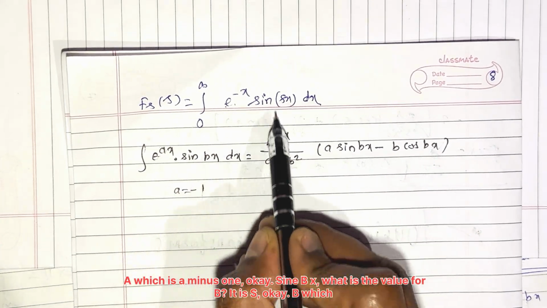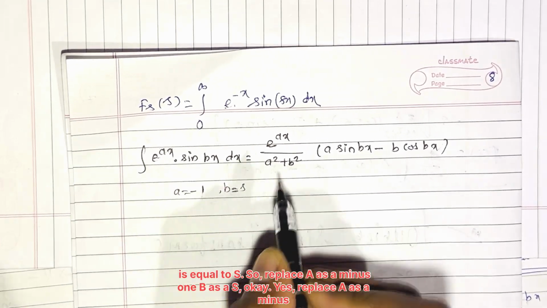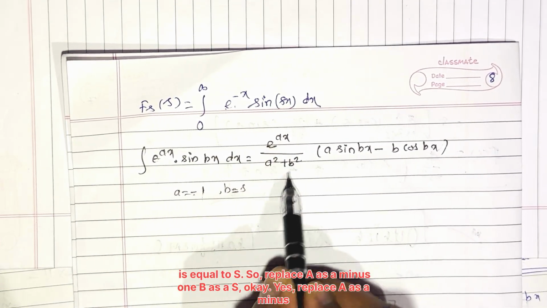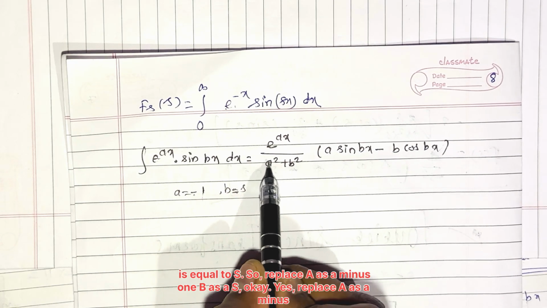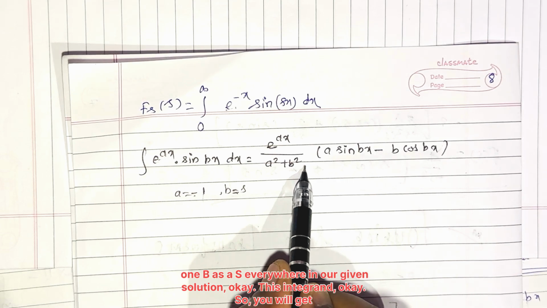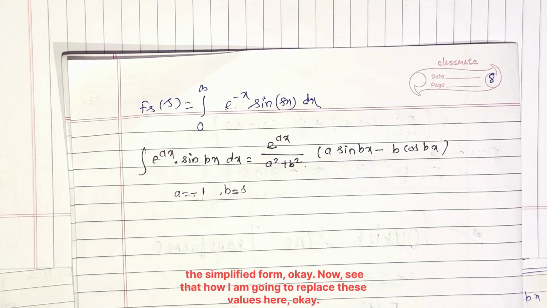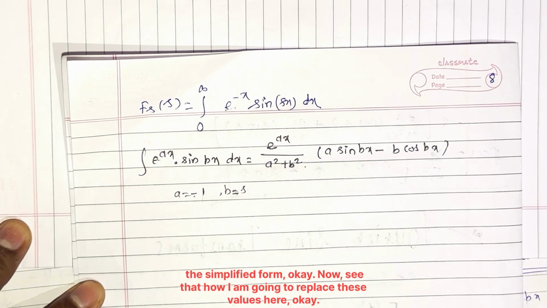Now sine bx: what is the value of b? Here b equals 1. So replace a as minus 1 and b as 1 everywhere in the given formula for this integrand, and you will get the simplified form. Now see how I'm going to replace these values here.